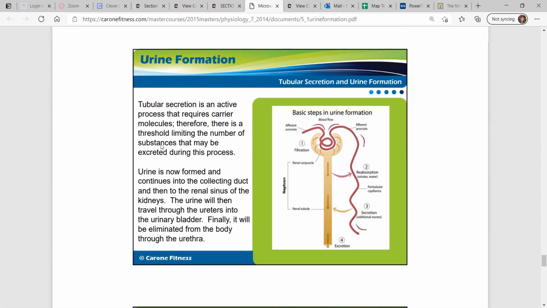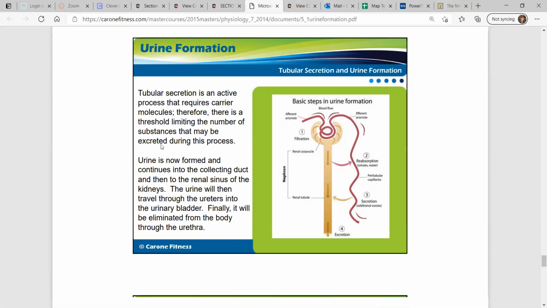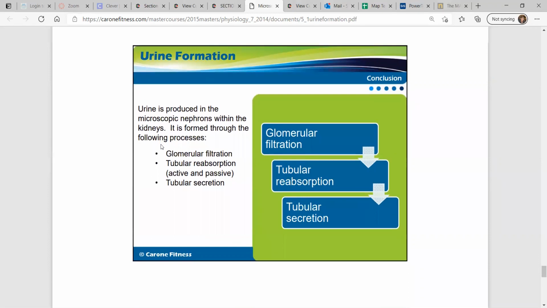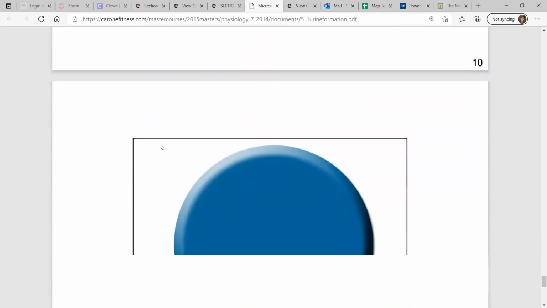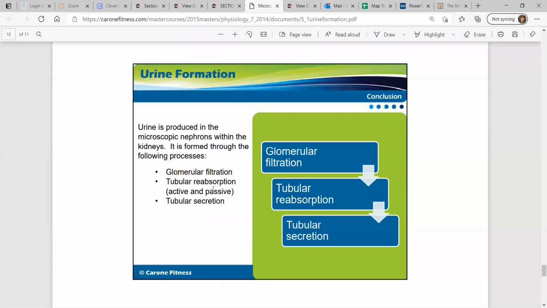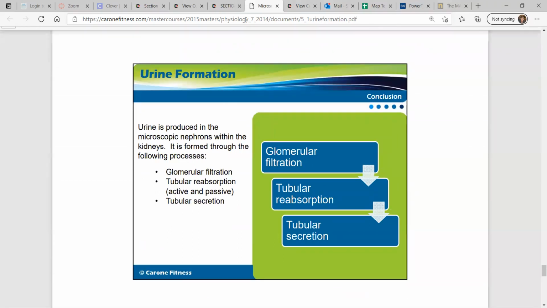Urine is now formed and continues into the collecting duct and then to the renal sinus of the kidneys. The urine will then travel through the ureters into the urinary bladder. Finally, it will be eliminated from the body through the urethra. Urine is produced in the microscopic nephrons within the kidneys. It is formed through the following processes: glomerular filtration, tubular reabsorption, tubular secretion. And remember that reabsorption has both an active and a passive component.